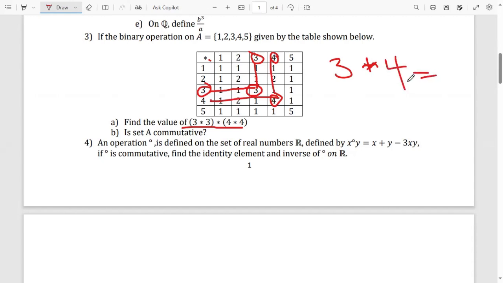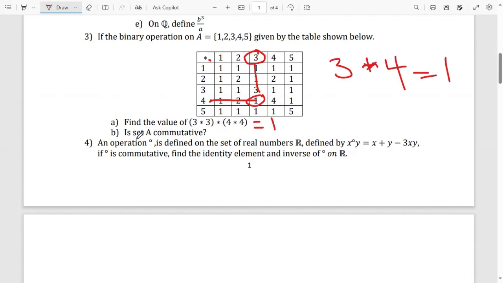So the final answer there will just be 3 star 4. So let's find 3 star 4. I can go on the 3 here, and then I say star, and then I go on the 4. Where are these two meeting? They are meeting on 1 here. So 3 star 4 will just be 1, according to the table. Okay, so this is the answer here.